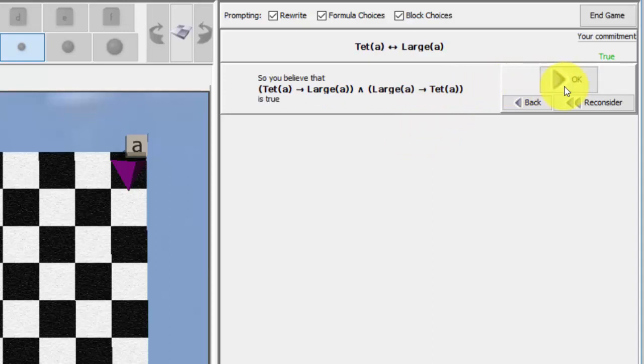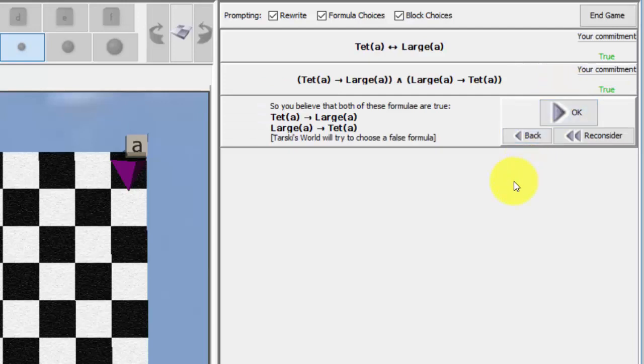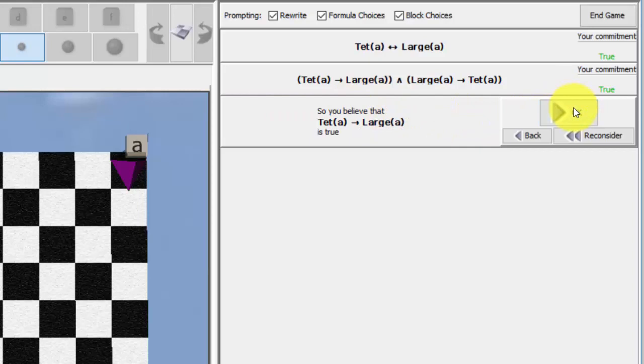And so we're going to say, yes, we believe that to be true. So that commits us to both of those being true. Of course, the top one is false because A is a tetrahedron, but it's false that A is large. So it picks that one since that's the one that's false.